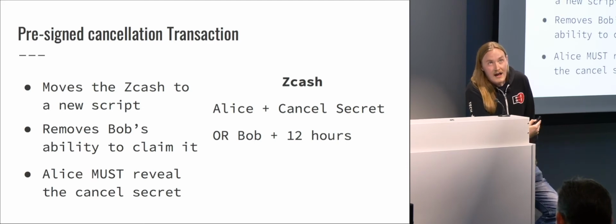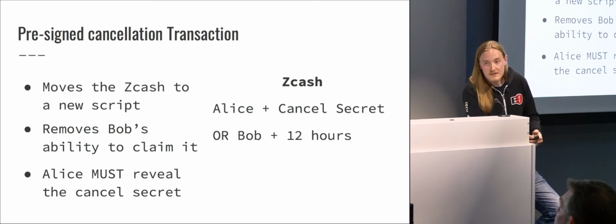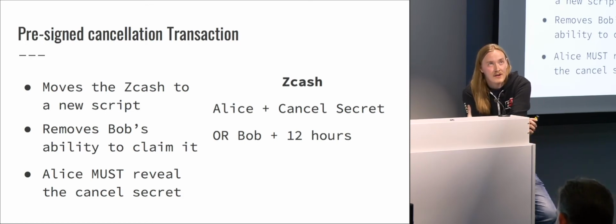So Alice must refund and reveal a secret, or Bob gets her money after 12 hours. And Bob decides when this cancellation process starts.